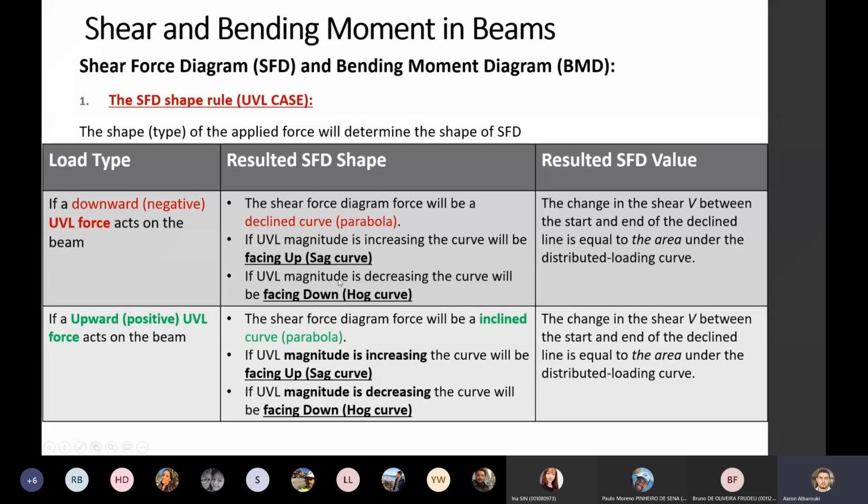Please, if you are hearing these two terms for the first time, get used to them. In engineering, civil engineering mainly, we use them a lot. When you learn about slabs, when you learn about road design, when you learn about beams, sag always refers to the smiley face, and hogging the sad face, the opposite direction. Okay?